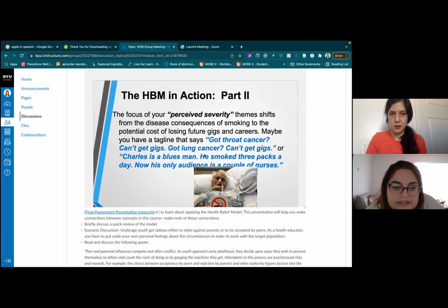The focus on perceived severity themes shifts from the disease consequences of smoking to the potential cost of losing future gigs and careers. Maybe you have a tagline that says, got throat cancer, can't get gigs. Got lung cancer, can't get gigs. Or, Charles is a blues man. He smoked 3 packs a day. Now his only audience is a couple of nurses. Ouch. So that does get them personally.